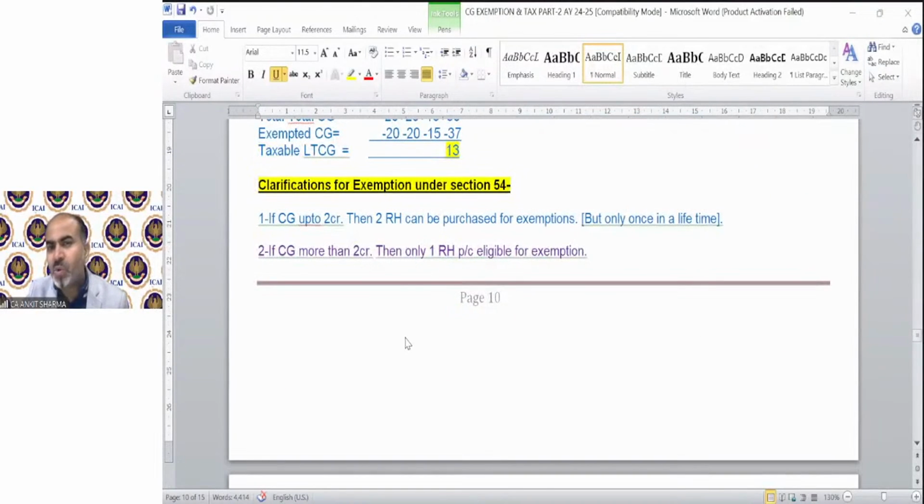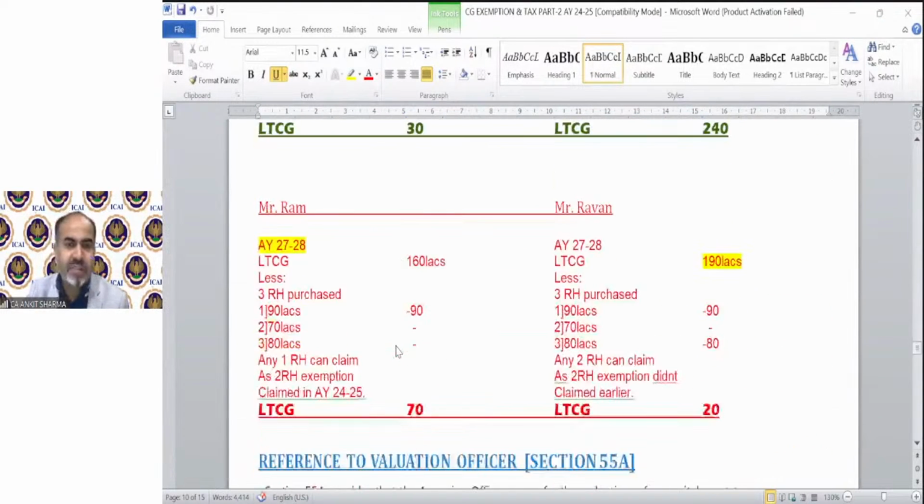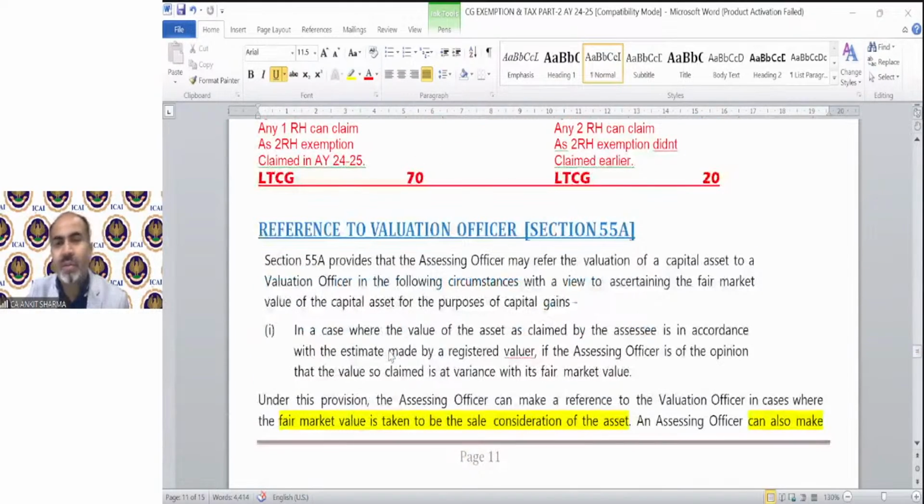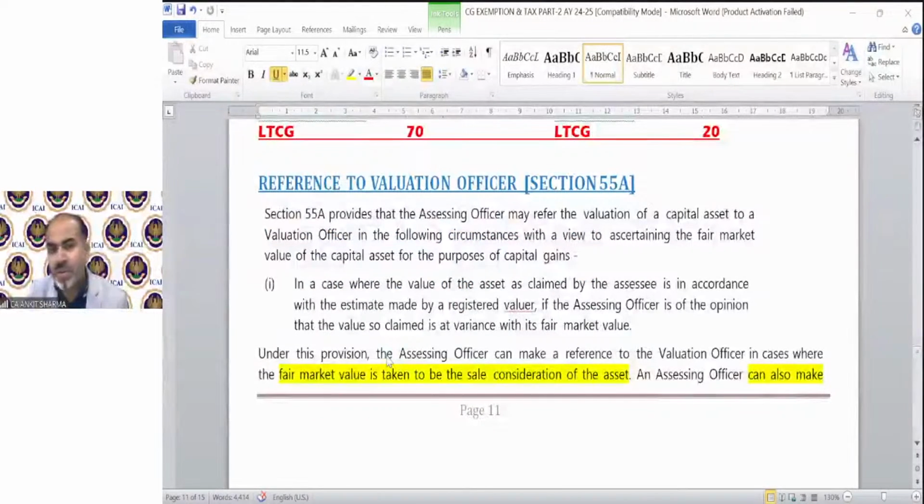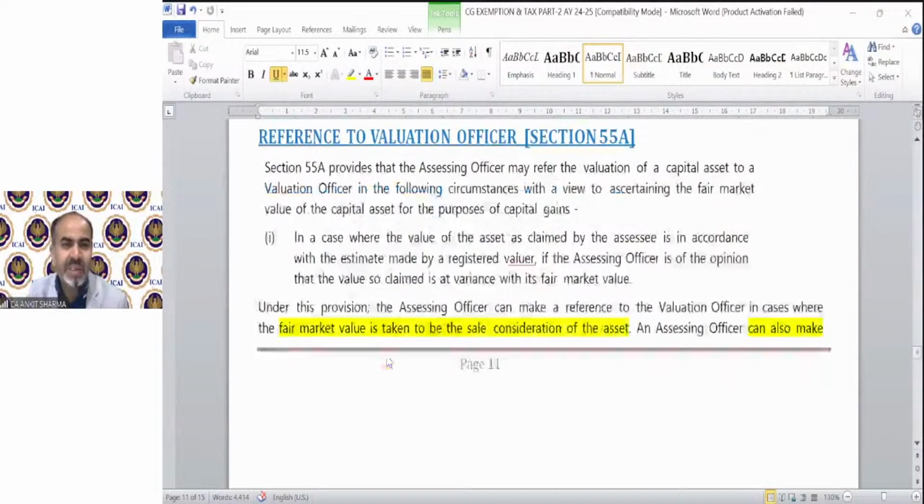Clarification, this is regarding the 2 crore property clarification. We have discussed it already. That is reference to valuation officer. This is a theoretical provision. You can go through it. You can read it. It's very simple.